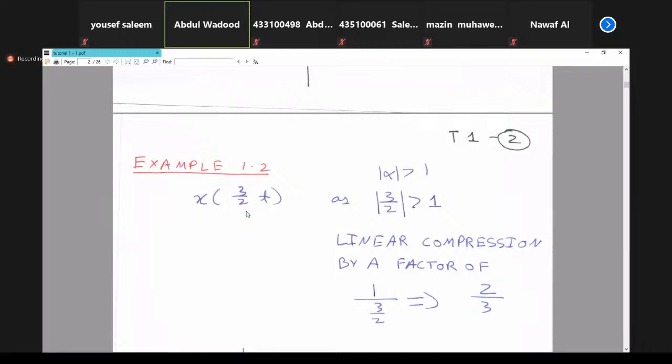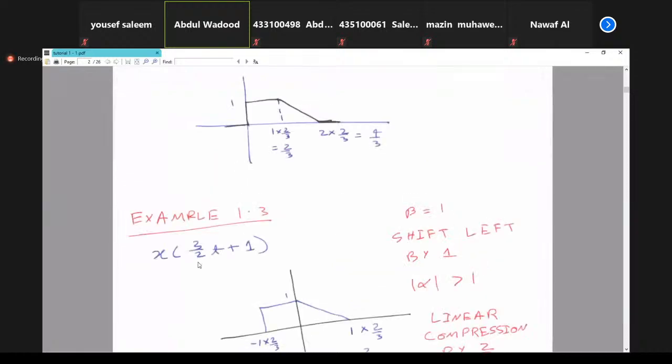3 over 2t and things like that. So you should always move the signal first, then reflect, and then scale. Okay, make sure that these things are clear to you, and also you can do these things in MATLAB.